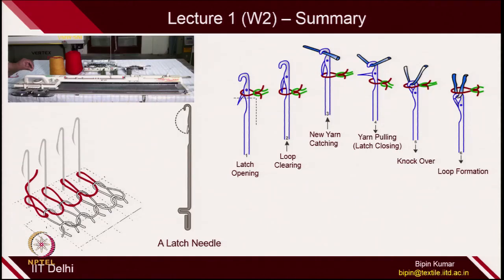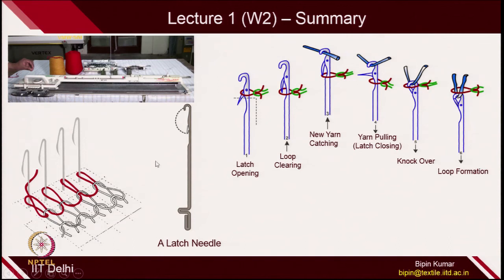Let's have a quick revision of what we have done in the last lecture. We introduced you to a kind of machine, the weft knitting machine, especially the flat bed knitting machine. We also talked about the functioning of the latch needle, which is the heart of knitting, how this latch needle is fixed on this bed, and each latch needle is making a particular loop in a column of the fabric.